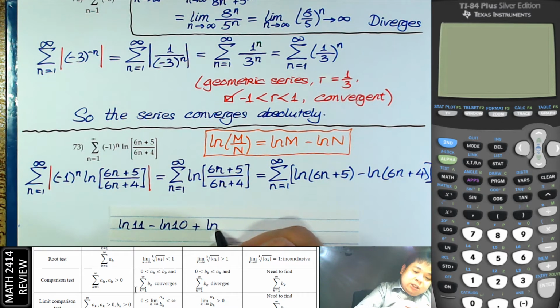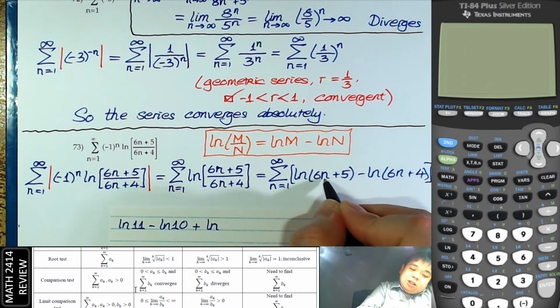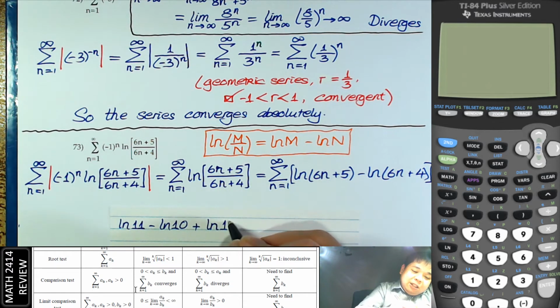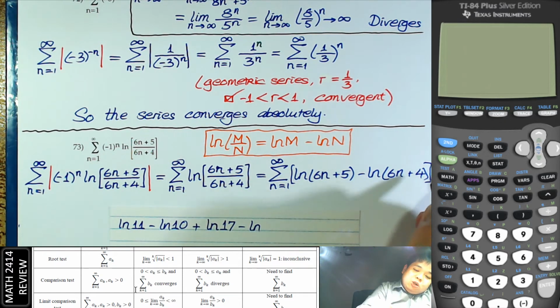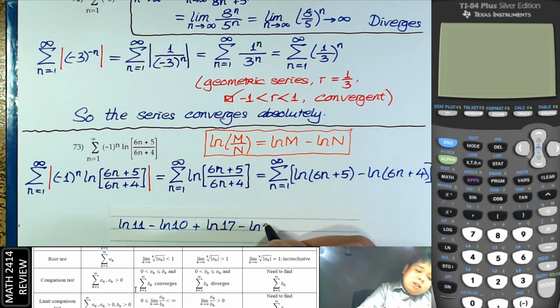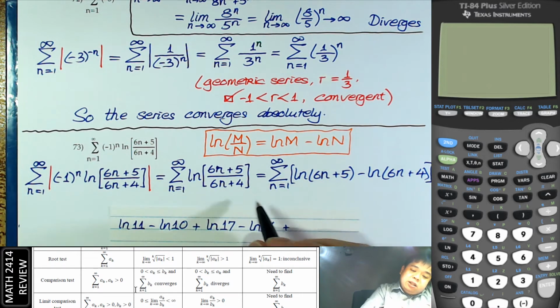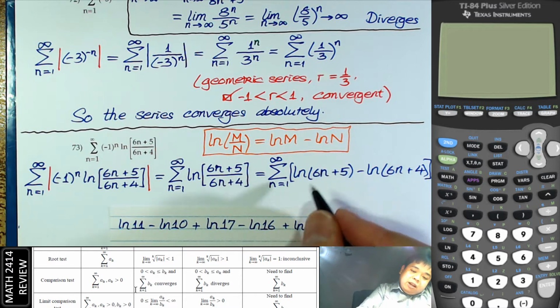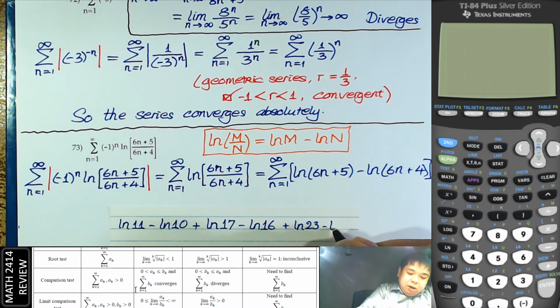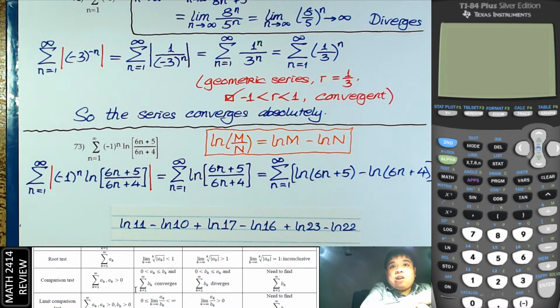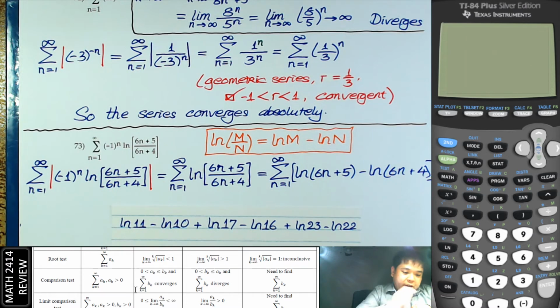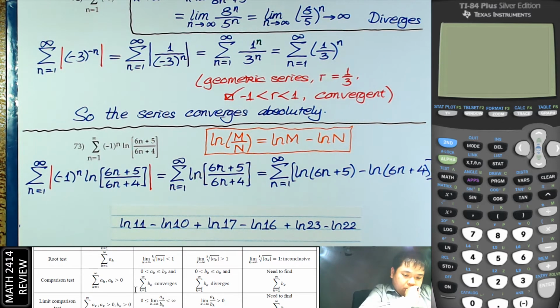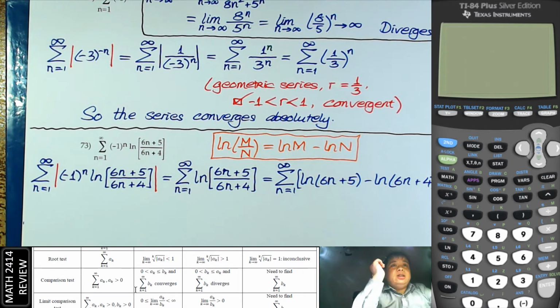Oh, shoot. 2, that's 12, plus 5, that's 17. Minus ln of 6 times 2 plus 4, that's 16. And now next, n equal to 3: 18 and 5, 23, minus ln of 22. Bad news is this is not a telescoping series, even though there is one positive, one negative, nothing cancels here. So the telescoping series doesn't work.